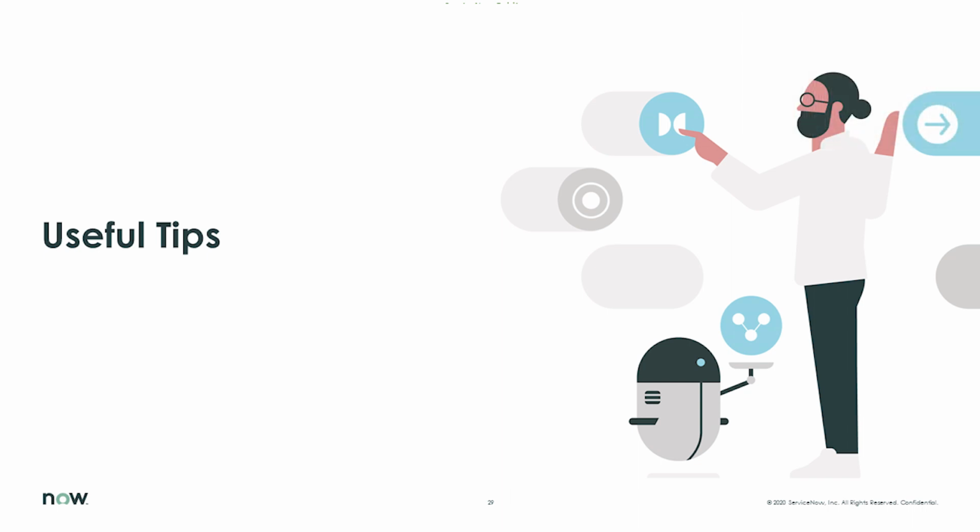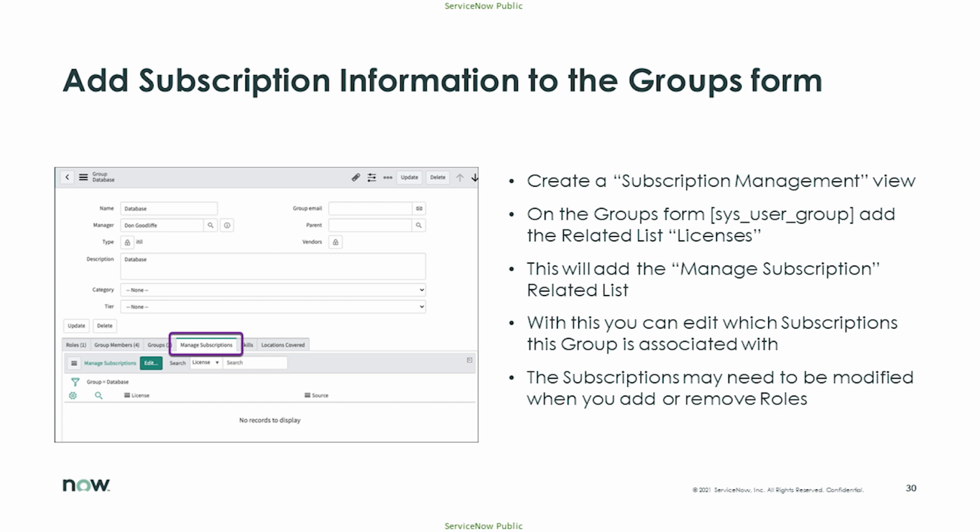Next, some useful tips. These are some things that I do on the instances that I work on. You don't have to do them, but they do make my life a little bit easier. First of all, what I do on the group form. Out of the box, I can go to a subscription and add the groups to subscriptions. There's a related list sitting there waiting for you on the group form to allow you to add subscriptions to groups.